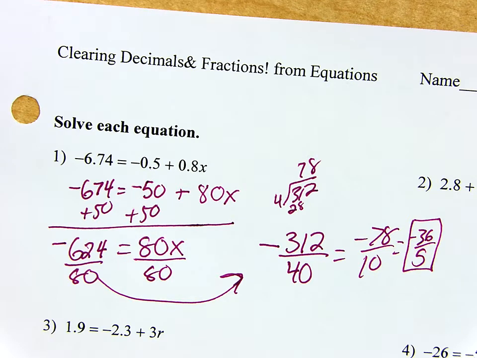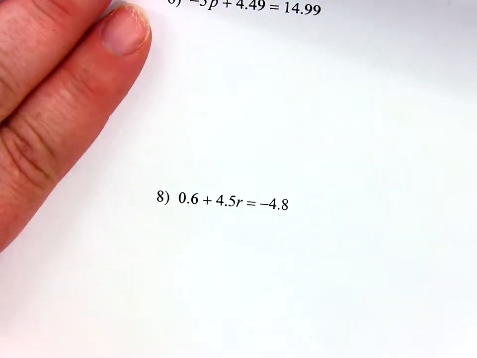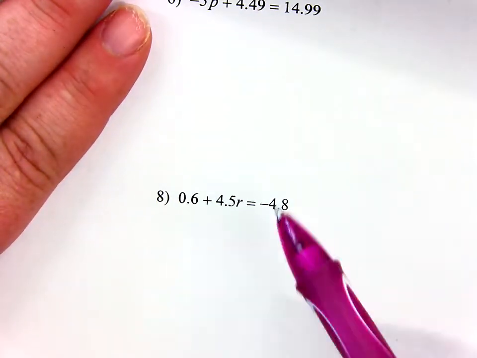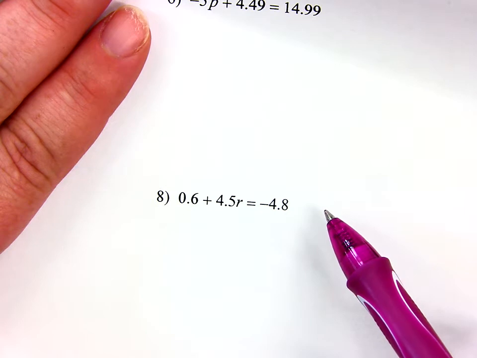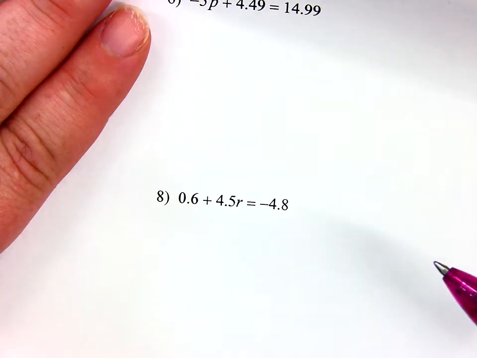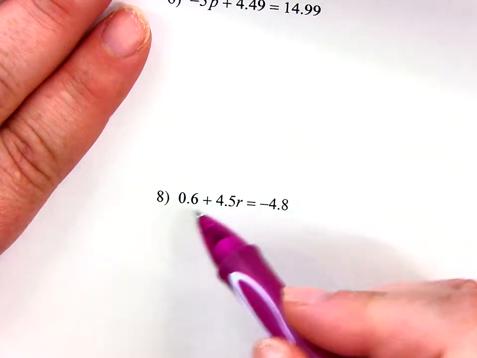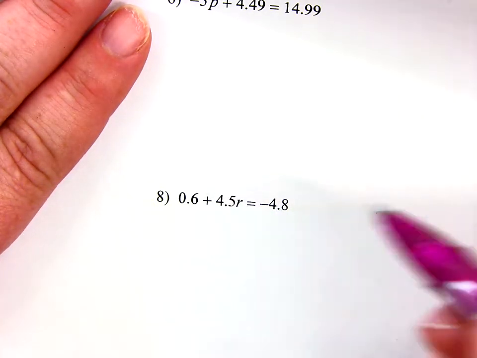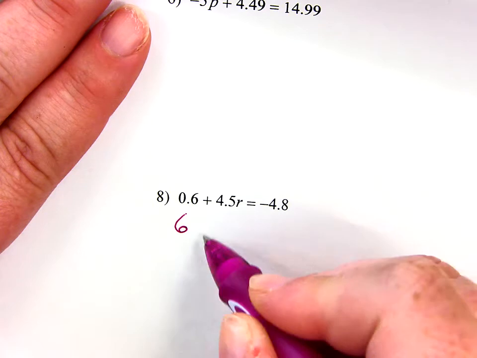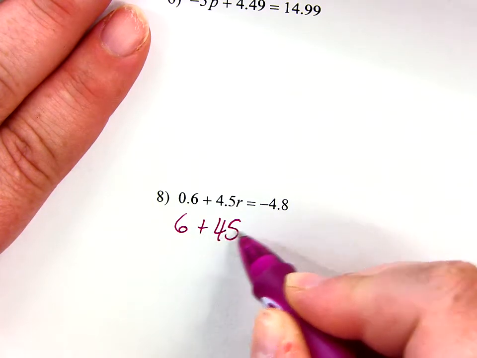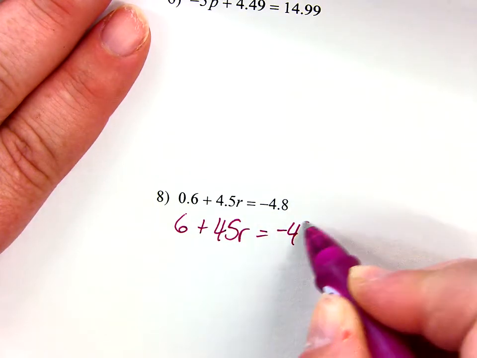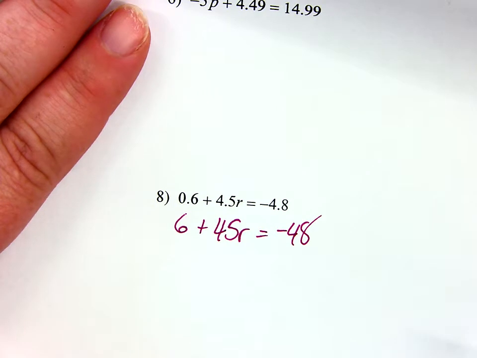Let's look at number 8. So if I look at all my numbers, they all only have 1 decimal place, right? So this will be a nice, easy change. I just move the decimal 1 place for all of them. So now it's just 6 plus 45r equals negative 48. That's so much easier to deal with.